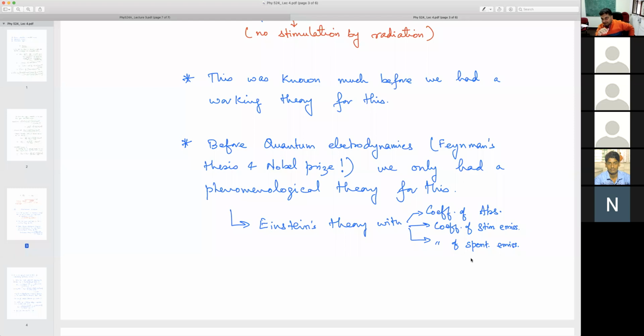So I wanted to highlight this because physics you should think of as sort of modeling. Even though I may not have a very accurate theory, I can still have a very good phenomenological theory which works wonders. Okay, and this is an example. So Einstein's theory with these three coefficients is an example of this. Okay? So we'll do this in one of the later classes, but I just wanted to highlight this point.